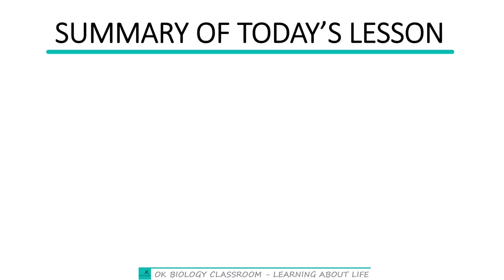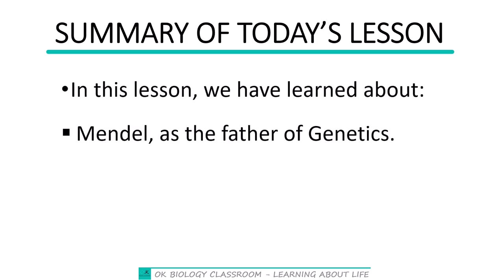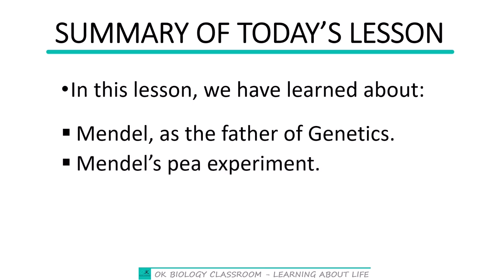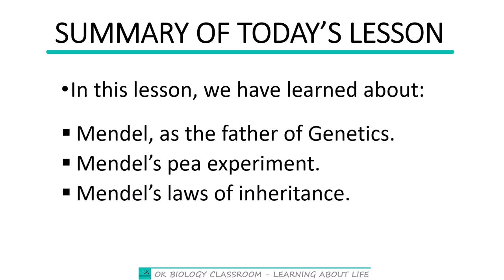Alright, so this brings us to the end of our second lesson on genetics. So far, we have looked at Mendel being the father of genetics, and we came to look at Mendel's pea experiments that have led to the great advancements that we see in genetics today. And we have also looked at Mendel's laws of inheritance, the law of dominance, the law of segregation, and the law of independent assortment, where I said there are some exceptions.